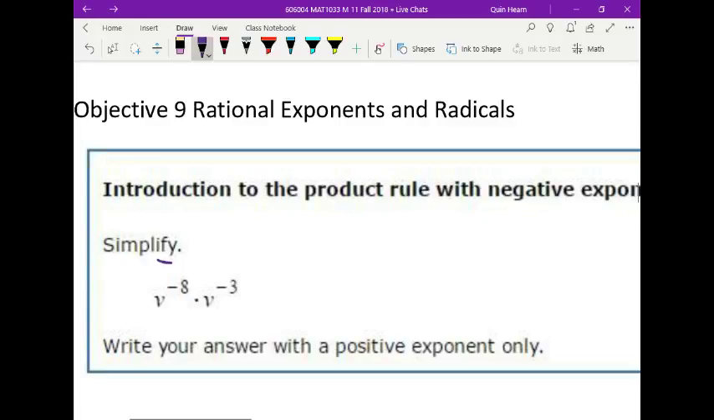Let's see, if we're simplifying this, one person might say, oh, you know what, I'm never supposed to have negative exponents, so I'm going to go ahead and flip it over. So you'd have 1 over v to the 8th times 1 over v cubed, or in other words, 1 over v to the 8th v cubed. And then they might say, okay, when I multiply like bases, I add the exponents. So that would be 1 over v to the 11th power.